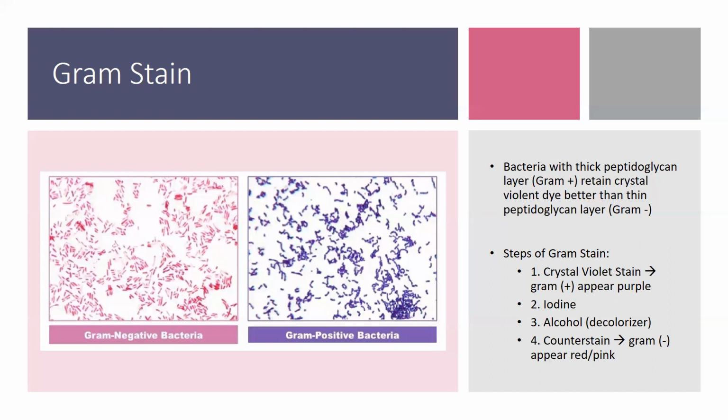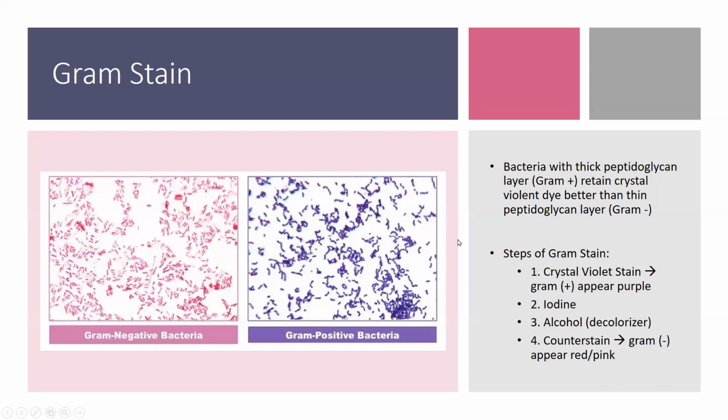And then at the end, you're going to counterstain. There are a couple different counterstains you could use, safranin being one. What will happen here is your gram-negative will now take up that stain because it's been decolorized, and it'll appear pink or red. Your gram-positive will not appear pink or red because they already have retained the purple stain. They never lost the purple stain. And that's how you get your gram-positive and gram-negatives. So whenever I mention a gram-positive bacteria, it's looking purple. Whenever I'm mentioning a gram-negative bacteria, it's appearing pink.